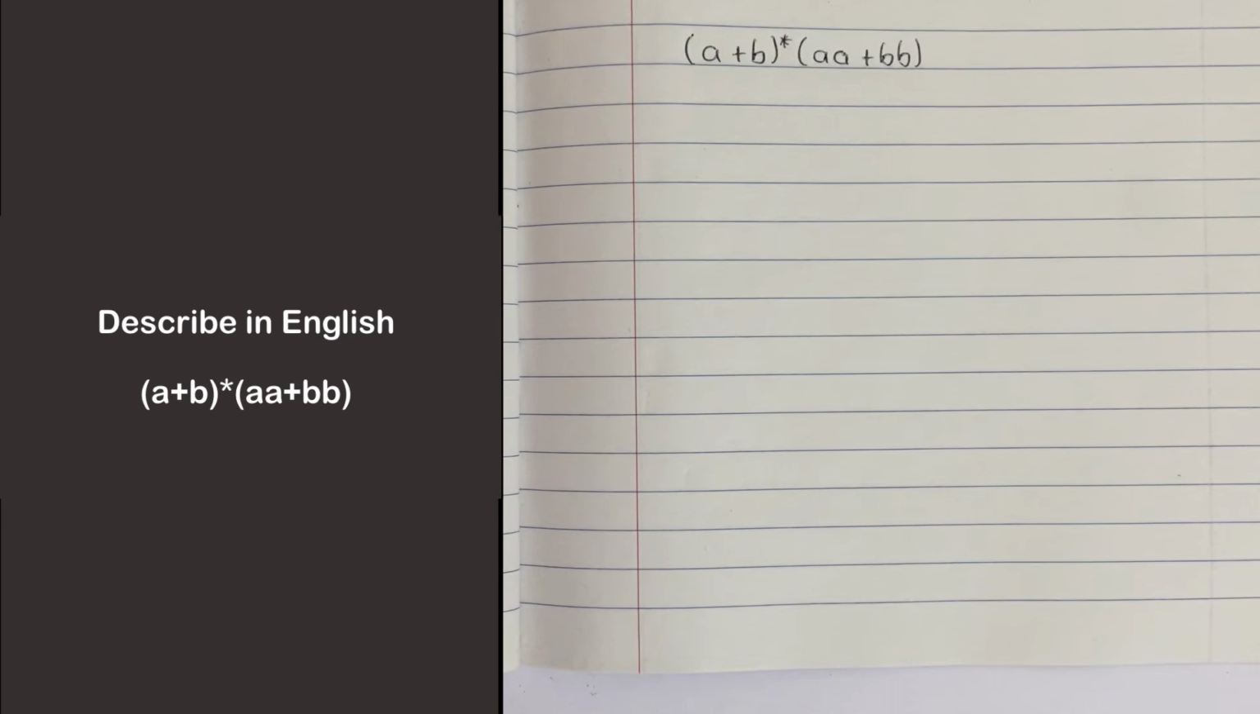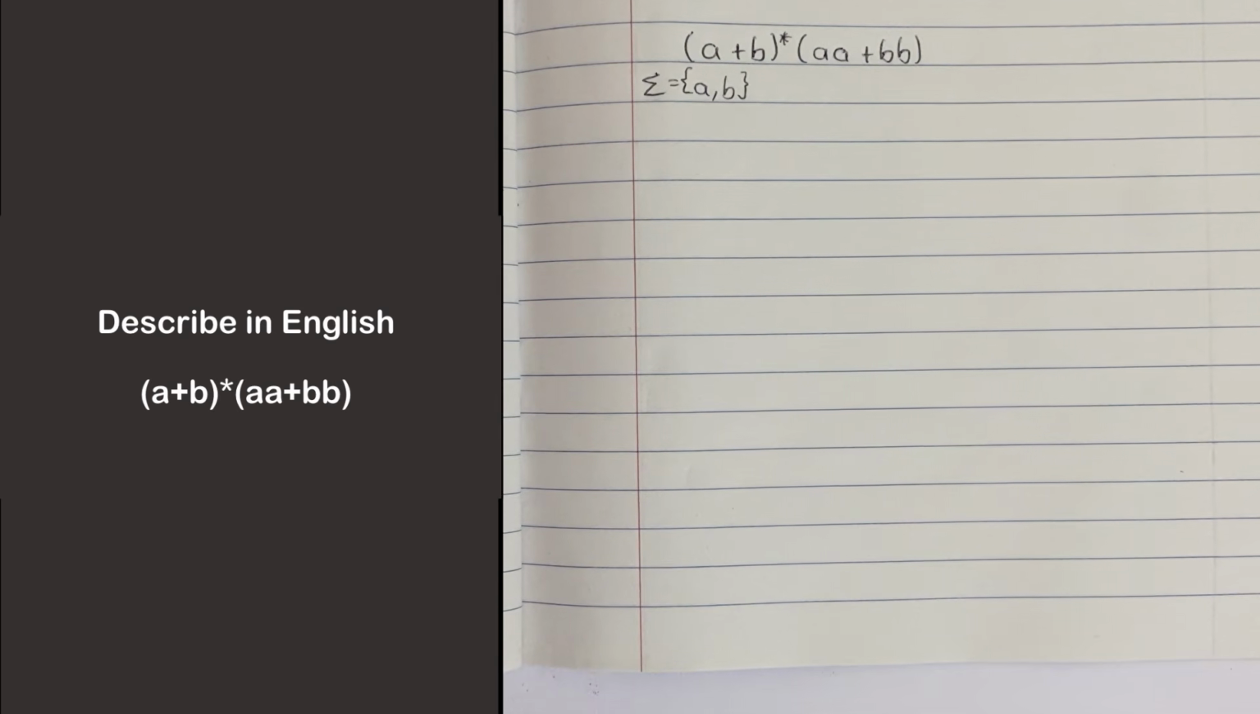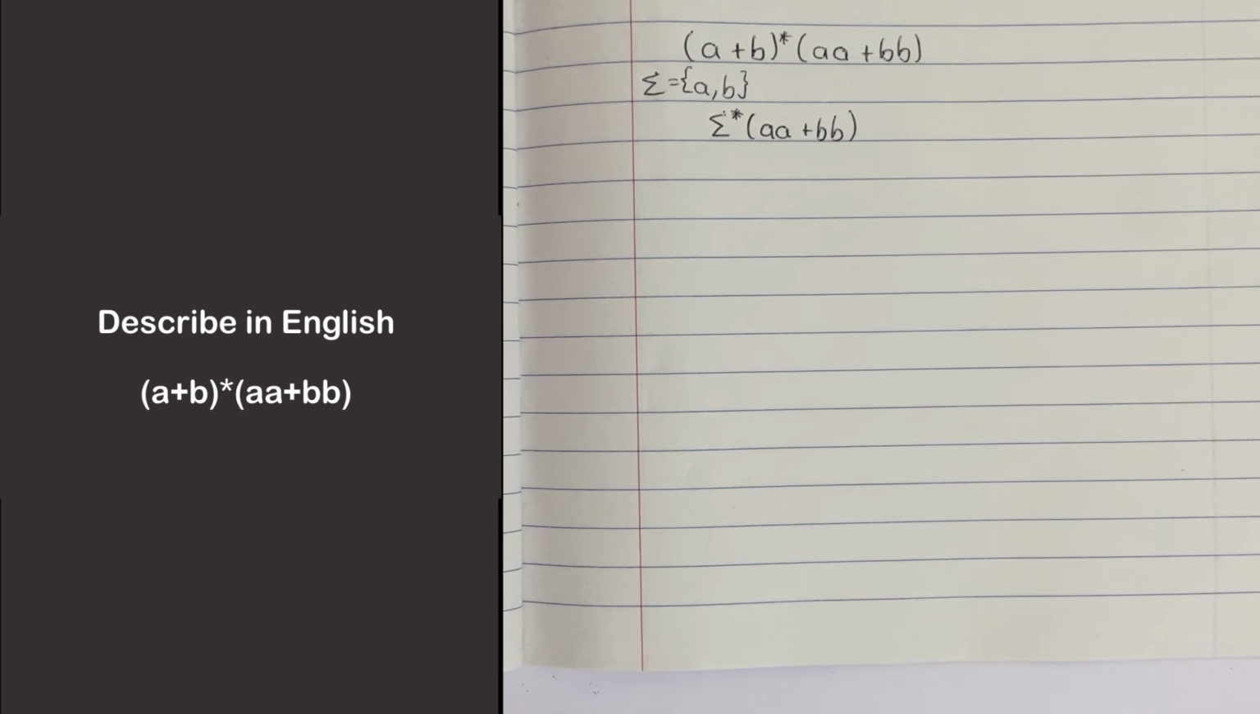With this set of questions, we'll be given the regular expression and we'll have to describe it in English. Question 1. We have (A or B) star followed by (AA or BB). So here we can assume that our alphabets are A and B, since they were the only alphabets that were used in the regular expression. So according to the regular expression, we can start with any combination of our alphabet, including the empty string, and it must end with 2 consecutive A's or 2 consecutive B's.